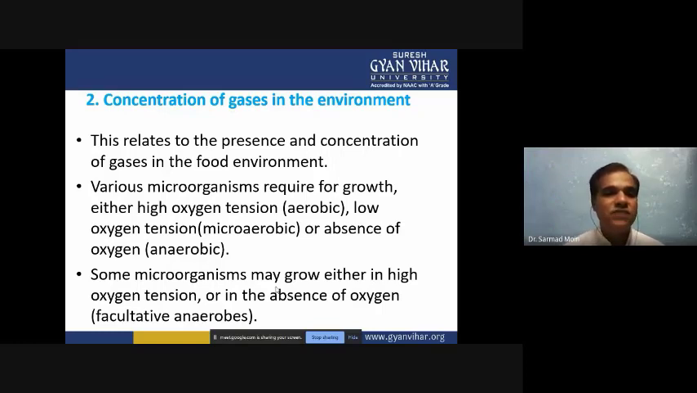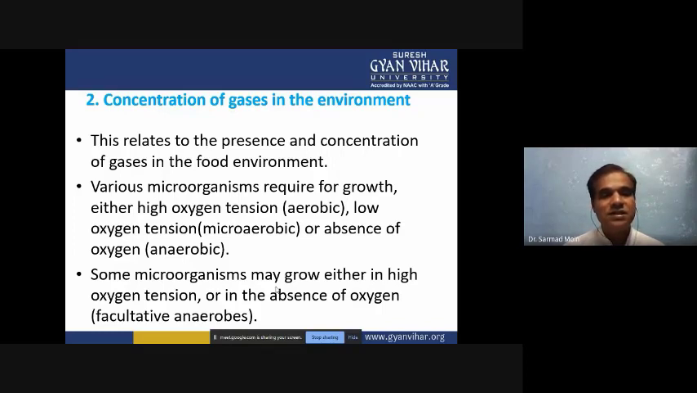Then, concentration of gases in the environment. If the concentration of gases is changed, it matters, because many aerobic bacteria require oxygen, and anaerobic bacteria don't require oxygen. If oxygen is not there, the growth of aerobic bacteria will be reduced. If oxygen is there and anaerobic bacteria are present, their growth is also reduced. So gas concentration is very important, because aerobic bacteria require oxygen, while anaerobic bacteria don't require any oxygen.